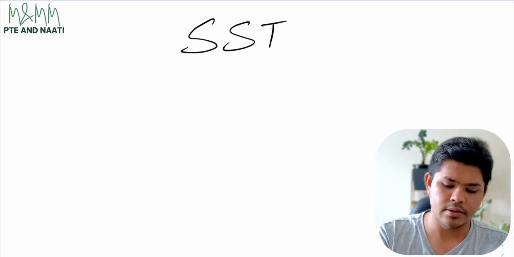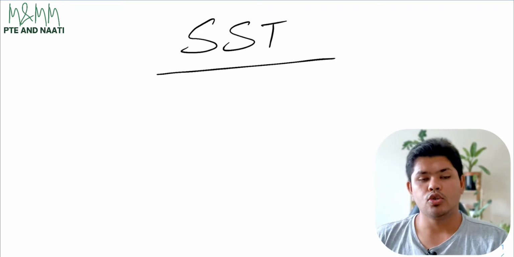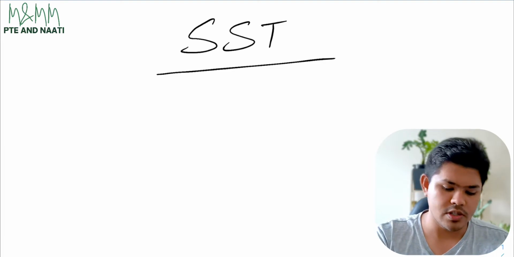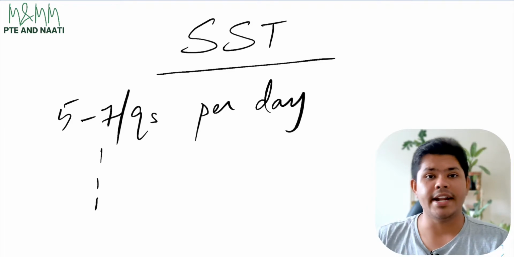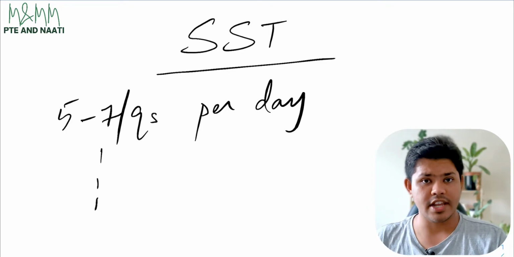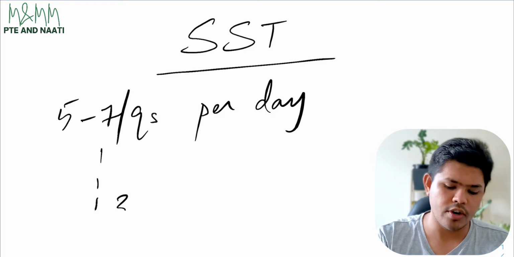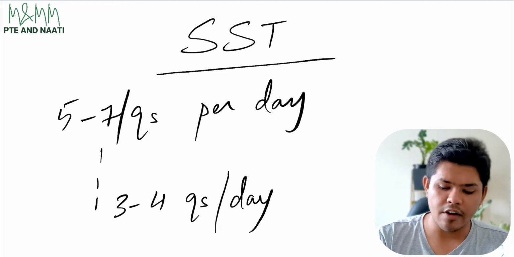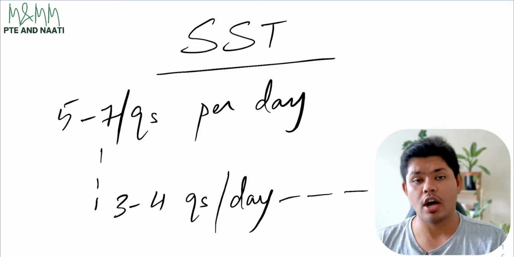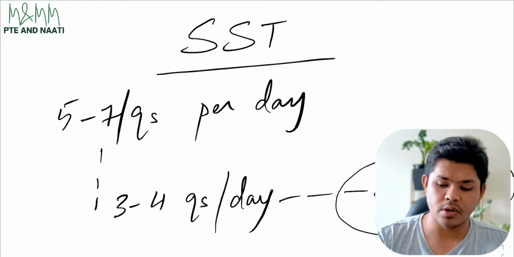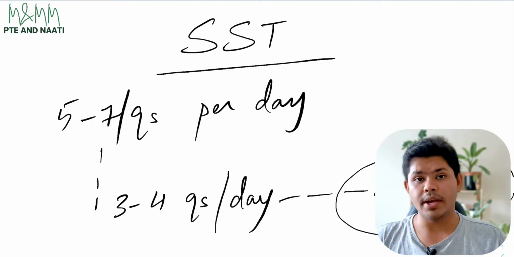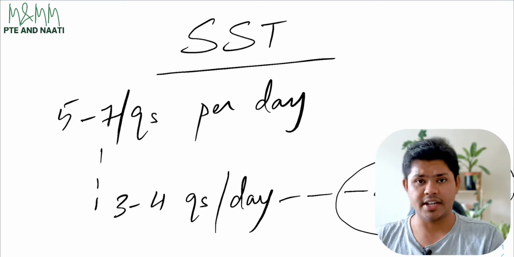So first things first, what do I want to share regarding this topic? So let's say Summarize Spoken Text. I would initially recommend to practice like 5 to 7 questions per day, every single day. And then in a week to 10 days time, if you have practiced every single day, after that you can reduce it to 3 to 4 questions per day. And then if you carry on for another week, after that you can reduce to 2 questions per day. But 2 questions per day is after 2 weeks of vigorous practice, every single day.